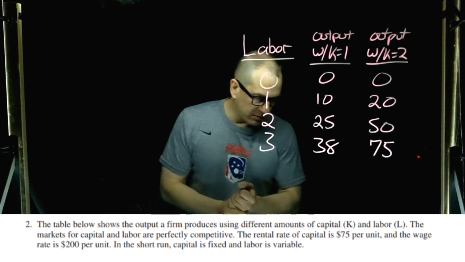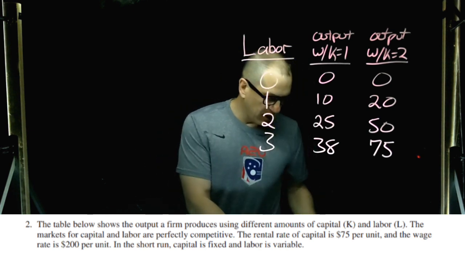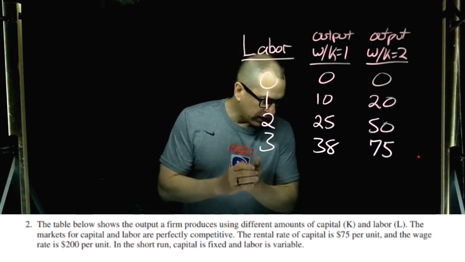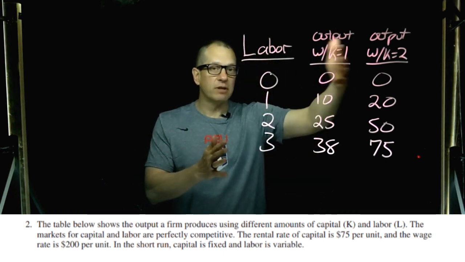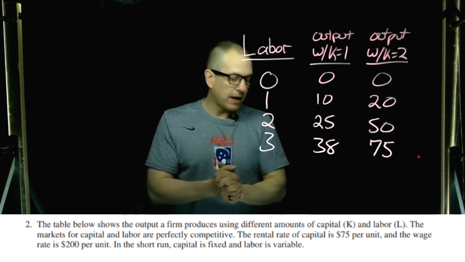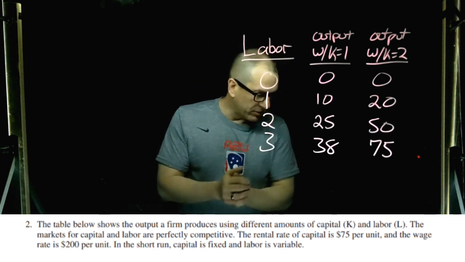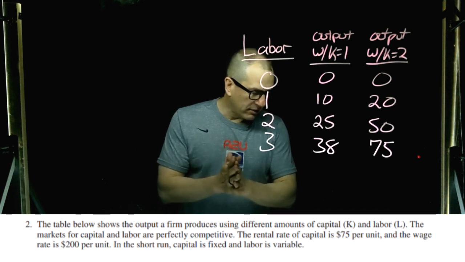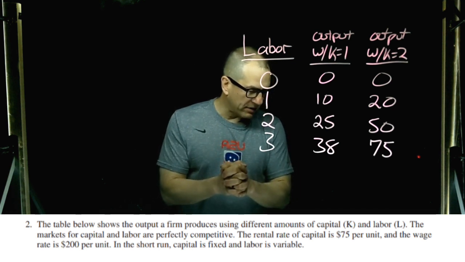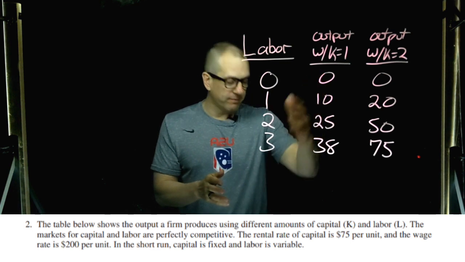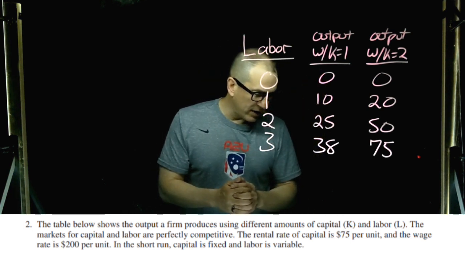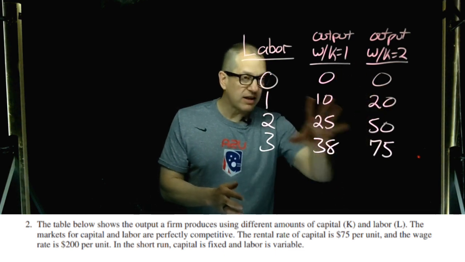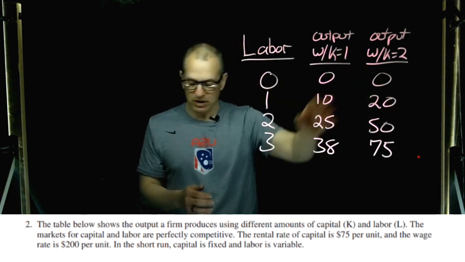So this problem starts off, it says the table below shows the output of a firm that produces different amounts using different capital inputs and labor inputs. It says the markets for capital and labor are perfectly competitive. The rental rate of capital is $75 per unit, and the wage rate is $200 per unit. In the short run, capital is fixed and labor is variable. So here's your fixed cost right here.